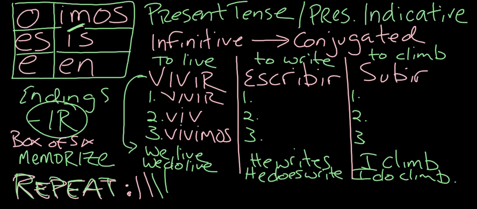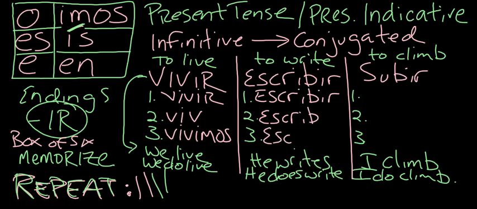Let's look at another one. Escribir. To write. But maybe we want to say he writes love letters. Ooh, this is a nice guy, right? Escribir. Step 2, we want to drop our IR. And then which box is he? Our he box is box 3. Escribe. He writes. He does write. I know, it's really this easy.